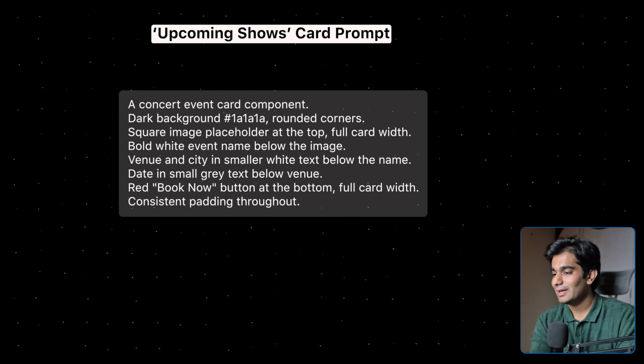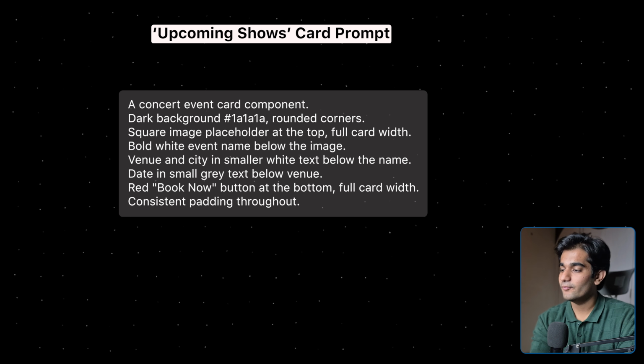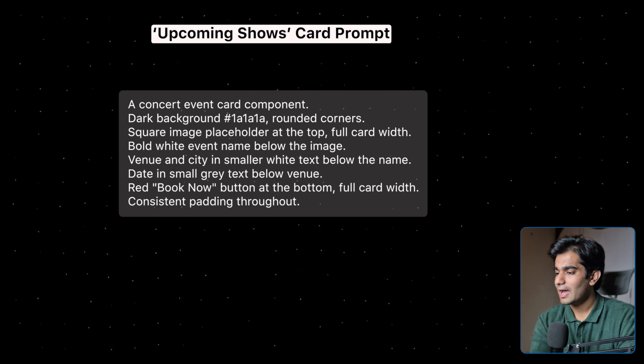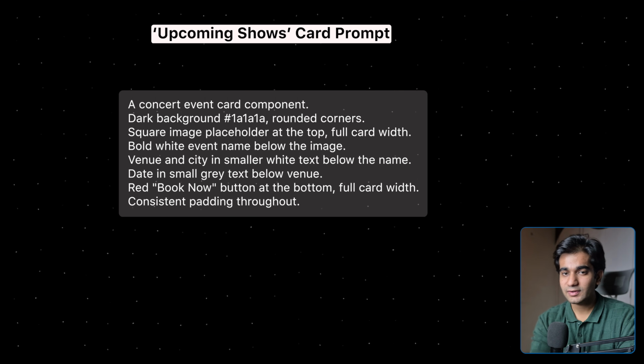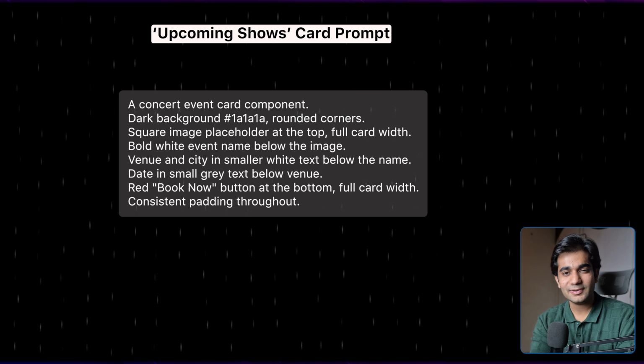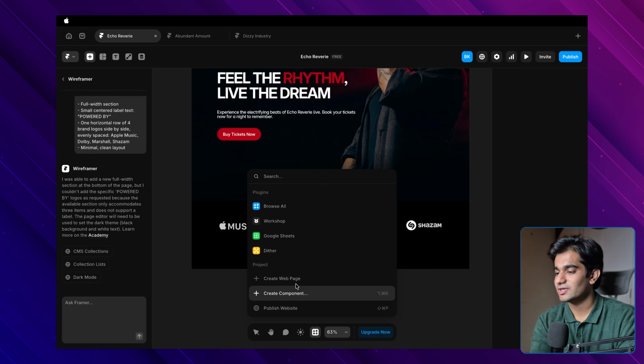The prompt is pretty straightforward: dark background, image at the top, event name, venue, date below it, and a red book now button. I'm also specifying the hex code here because Workshop AI does consider the hex codes, unlike Wireframer, and it will also help us in being consistent with the rest of the page.